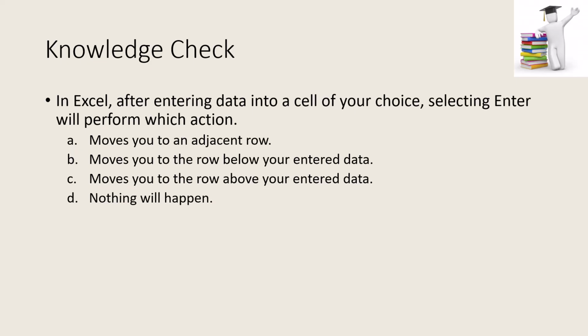In Excel, after entering data into a cell of your choice, selecting Enter will perform which action? A. Moves you to an adjacent row. B. Moves you to the row below your entered data. C. Moves you to the row above your entered data. D. Nothing will happen. The answer is B. Moves you to the row below your entered data.